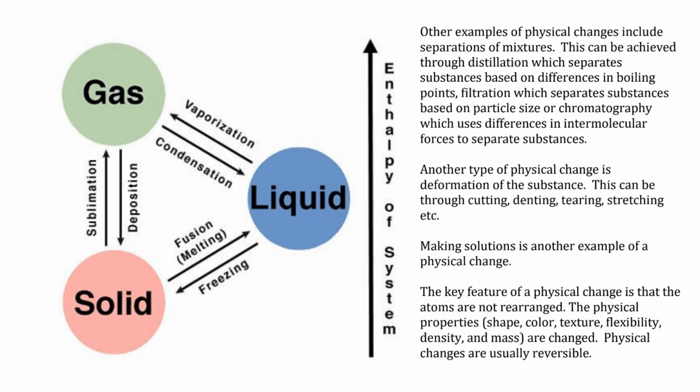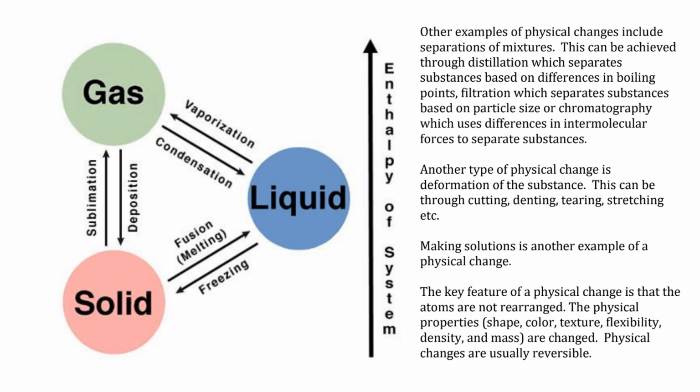Another type of physical change is deformation of the substance. Cutting, denting, tearing, stretching, those are considered physical changes. Making solutions is another example of physical change because all you're doing is increasing the distance between each particle, each molecule. Like if I put Kool-Aid, an easy one, into water to make drinkable Kool-Aid, I'm not breaking down the bonds within each sucrose molecule or whatever. I'm just increasing the distance.